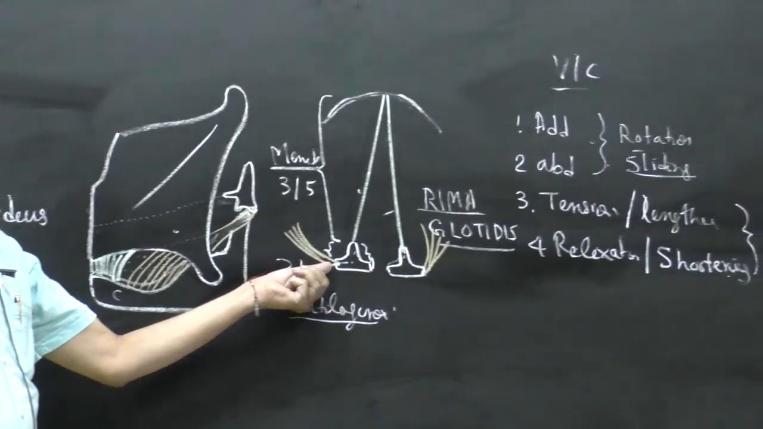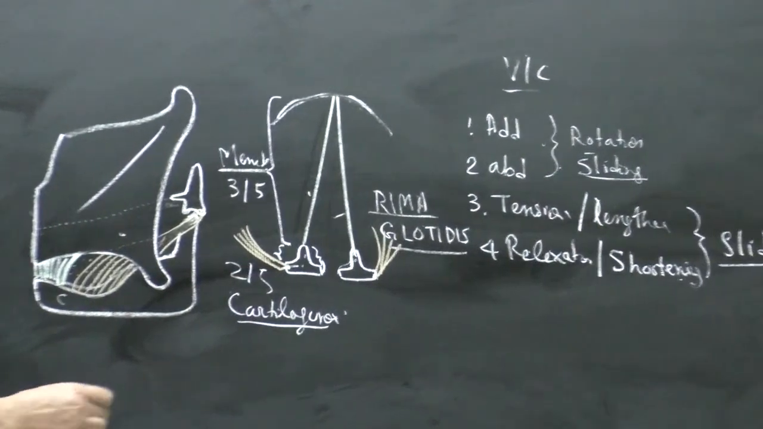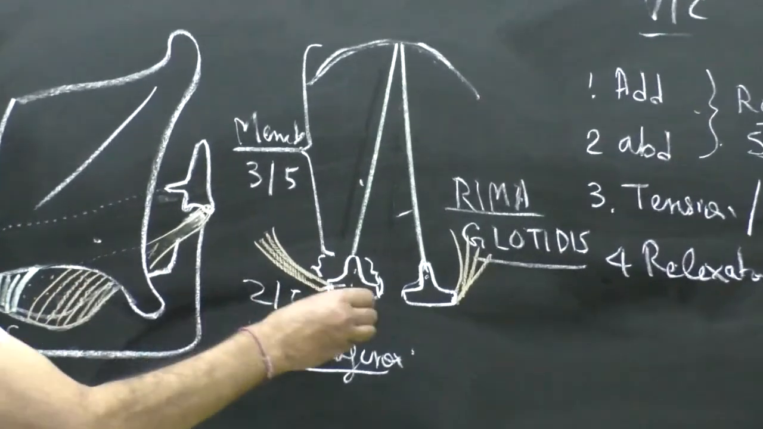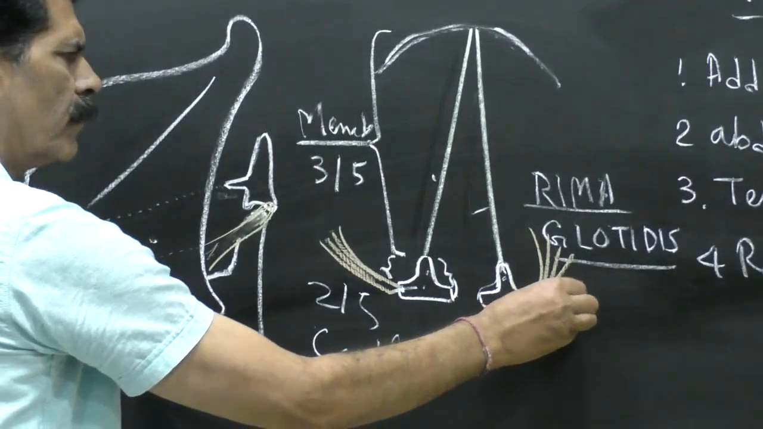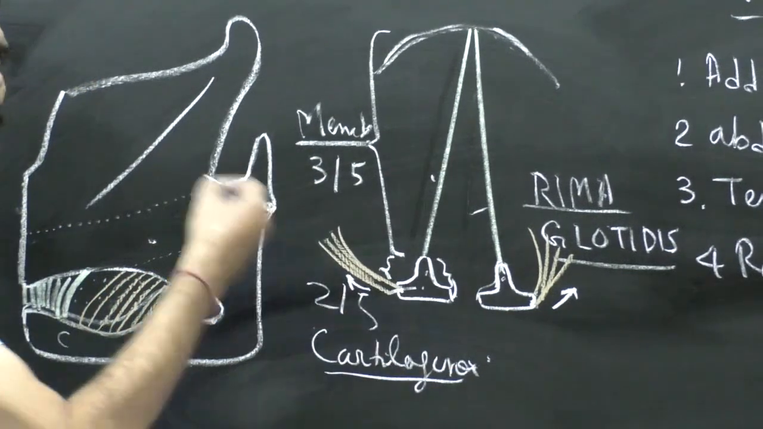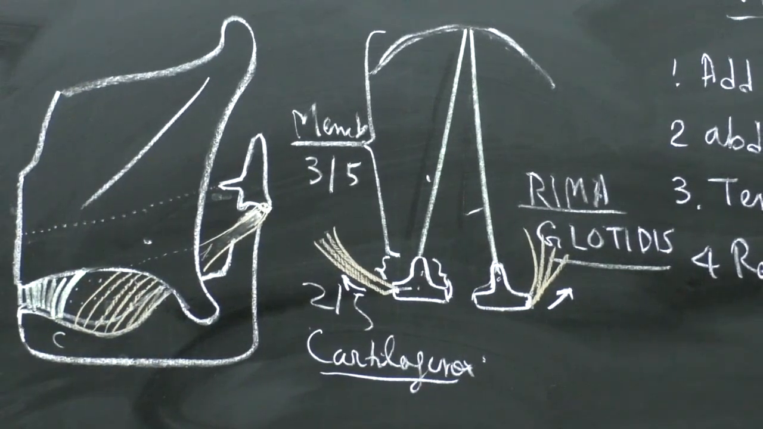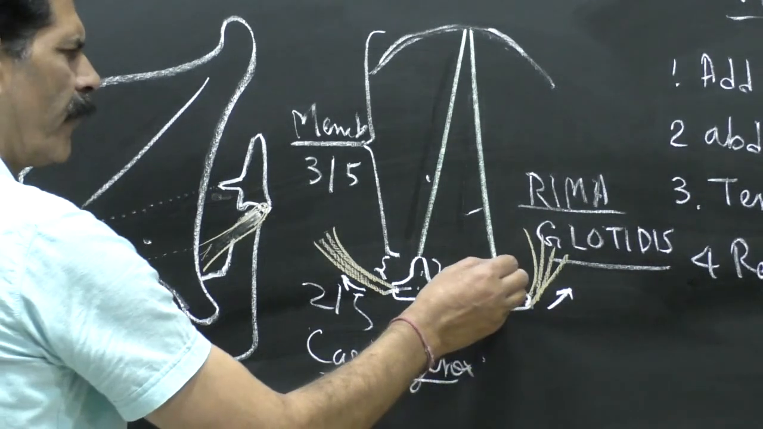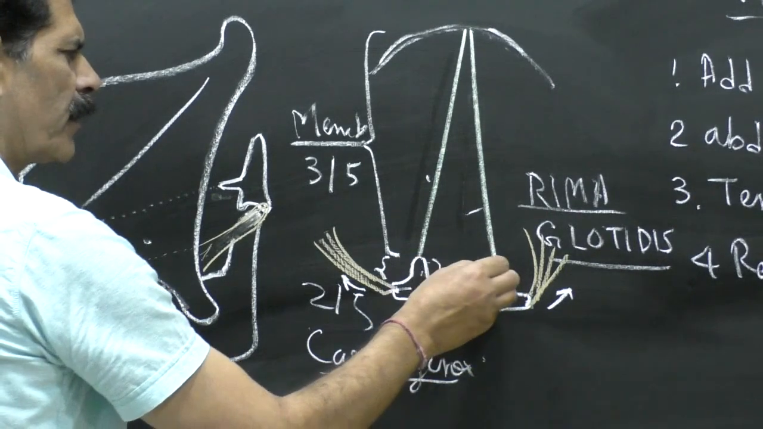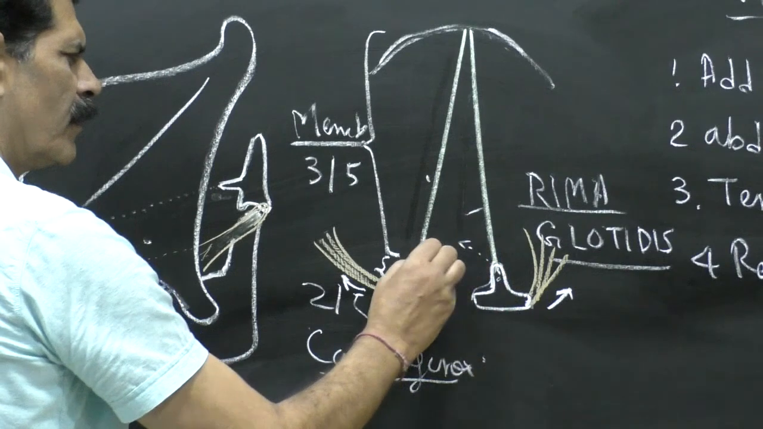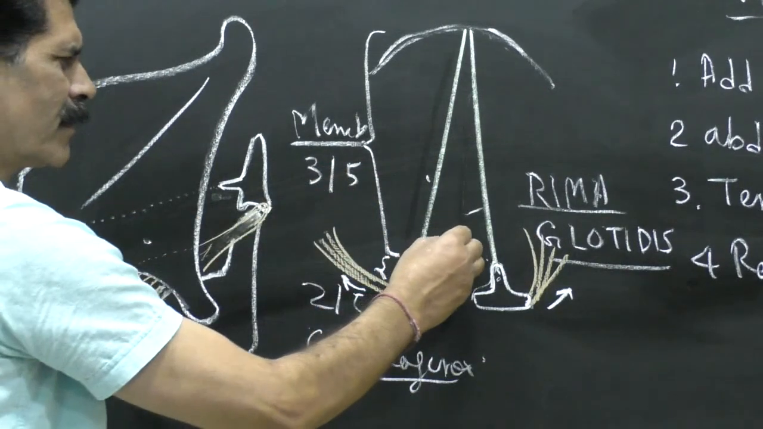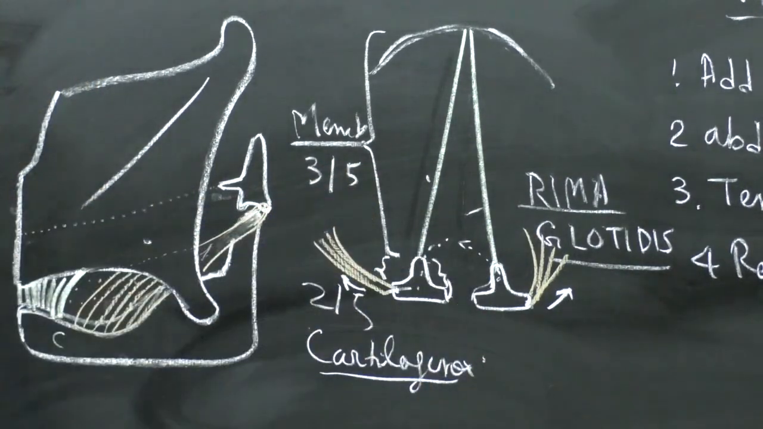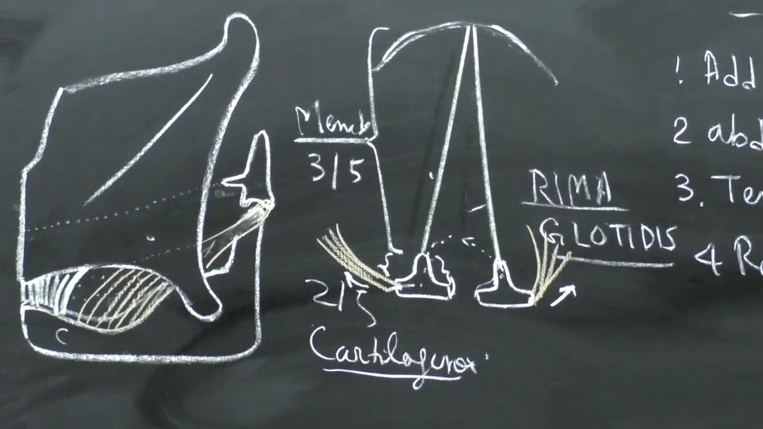The muscular process moves in which direction when they contract? Forward and laterally. And where will this vocal process move? Medially. So the vocal process will move medially.